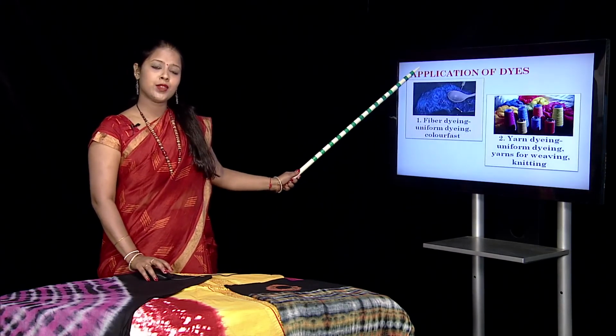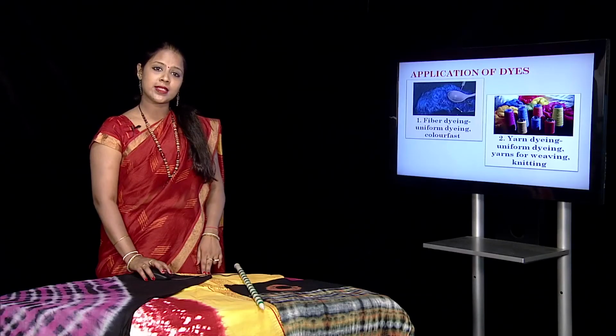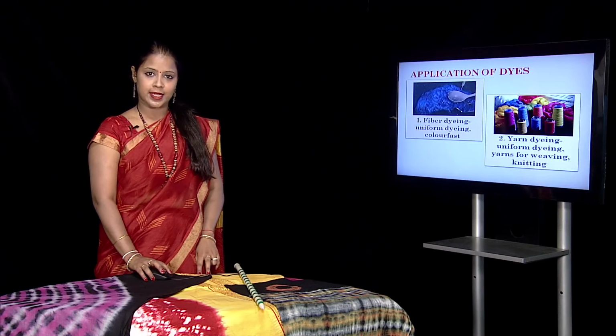Next is the application of dyes. The dyes are applied in various stages: fiber stage, yarn stage, fabric stage and garment stage. In case of fiber dyeing, it results in uniform dyeing. The color is fast, although there is a lot of wastage of fibers while further processing.